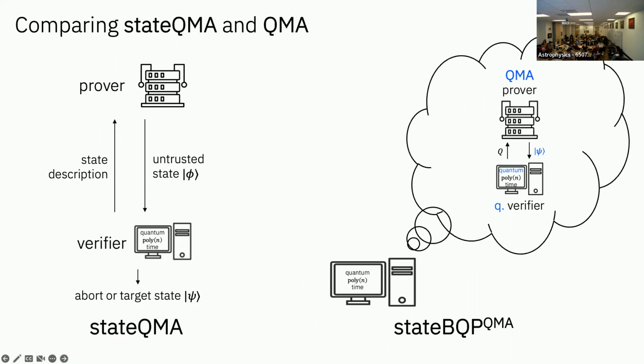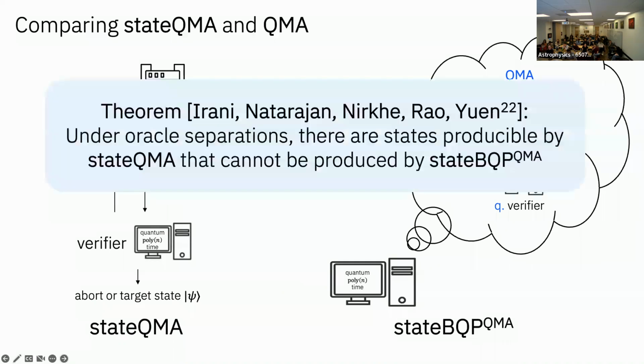Or another notion, it would be called search to decision. And you can prove, and we proved this last year, that under a notion of oracle separations, you can produce states here that a quantum device with access to just the answers to questions would not be able to. So it says something fundamental.